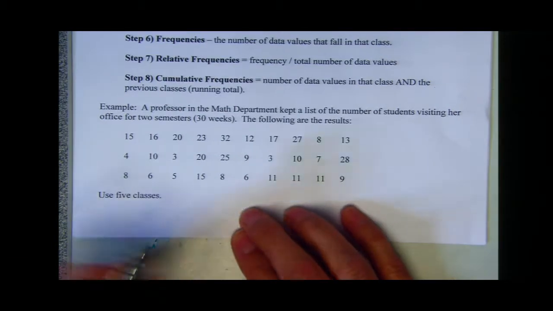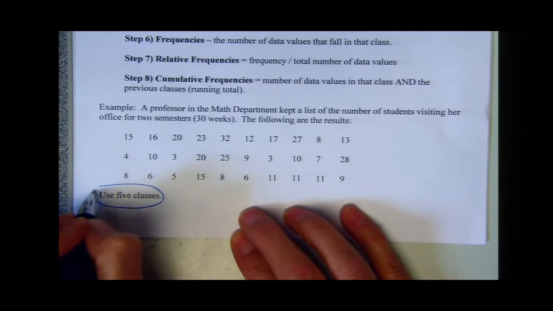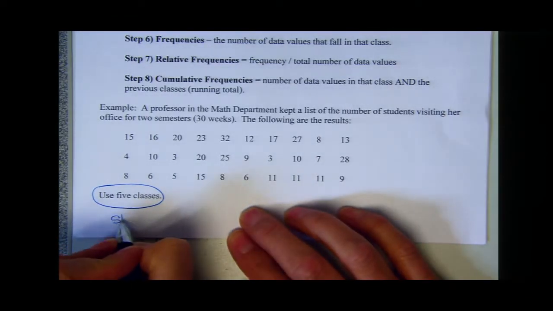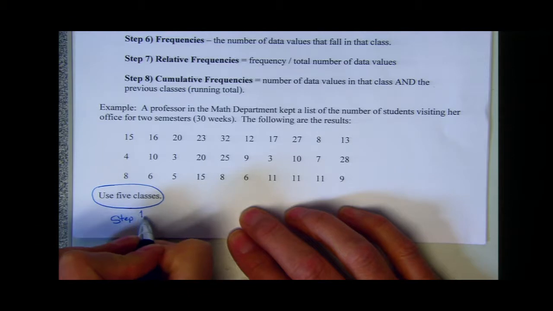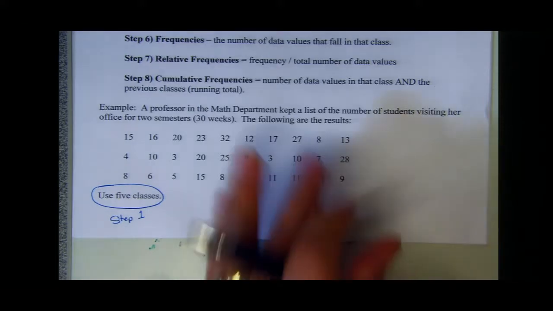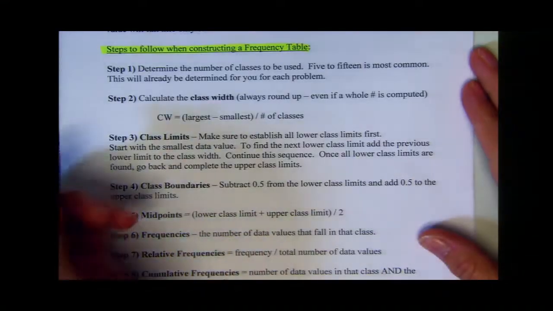But if you'll notice down here, it says use 5 classes. Well, this is what's talking about. This is our step 1. You'll never have to determine that. That will always be determined for you. All right, coming back up here.